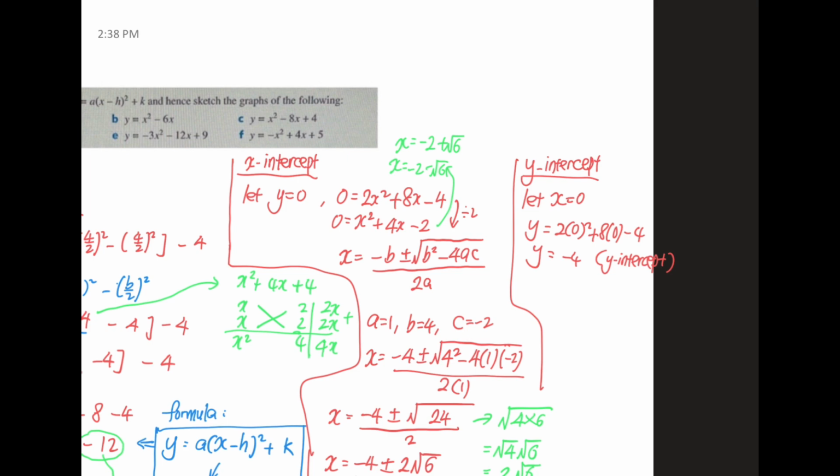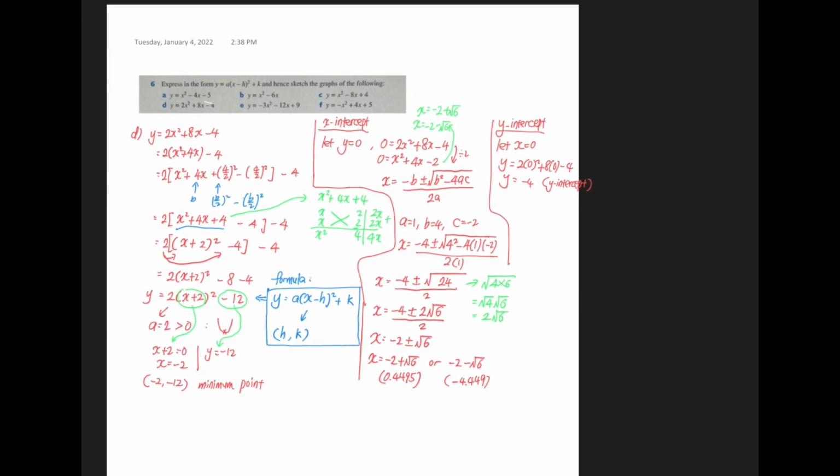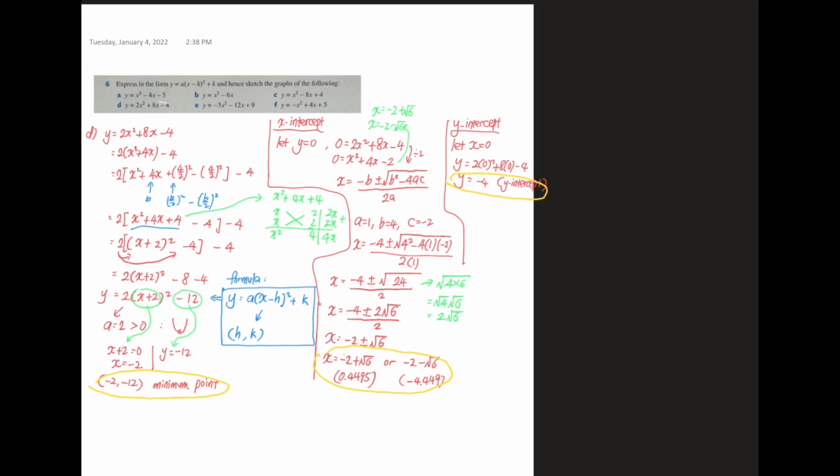Okay, so once we get the stationary point, let's say I circle it with yellow, we have the first information, the stationary point, then the x-intercepts, and then the y-intercept. Now we can sketch the graph already. So let's sketch the graph. Let's say here.